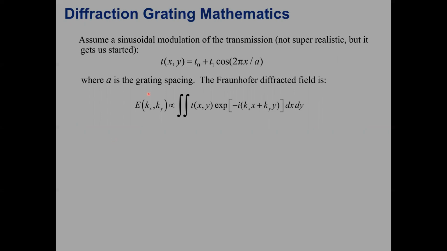So if we wanted to use this sinusoidal approximation, our transmission function might look something like this. We have some baseline transmission, perhaps that's 0, perhaps not. And then we have this other term that causes the transmission to go up and down as we move across the aperture screen.